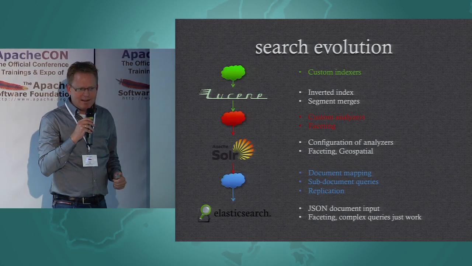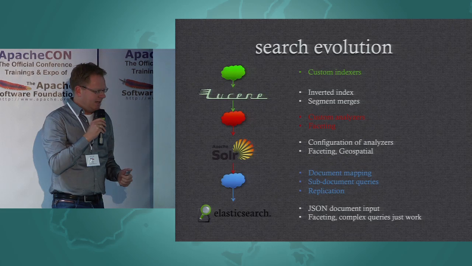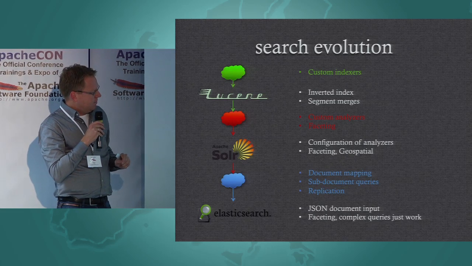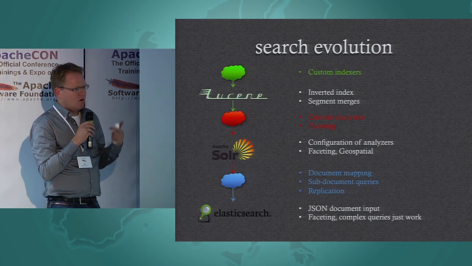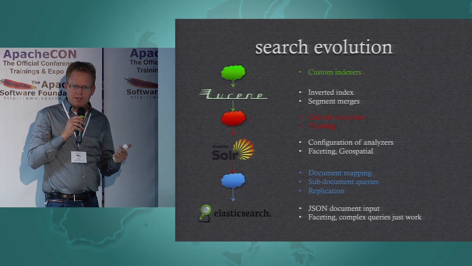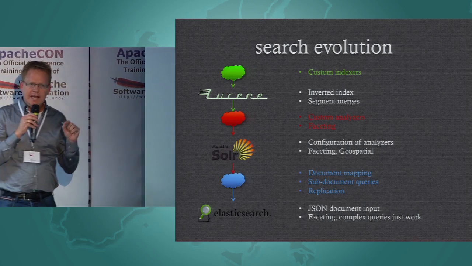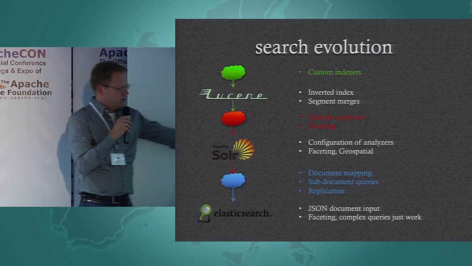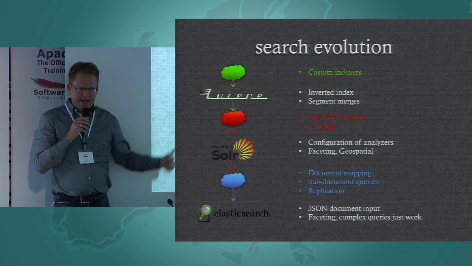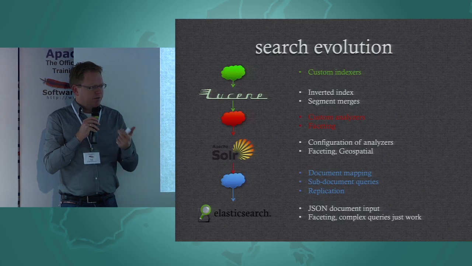We now know how most people actually want to use it. We want a JSON document input, and then we get the faceting, complex queries, all of that just works. Not because Elasticsearch is much smarter than Solr, no, because it is a different purpose. It assumes certain things about your data, about sharding, about configuration.